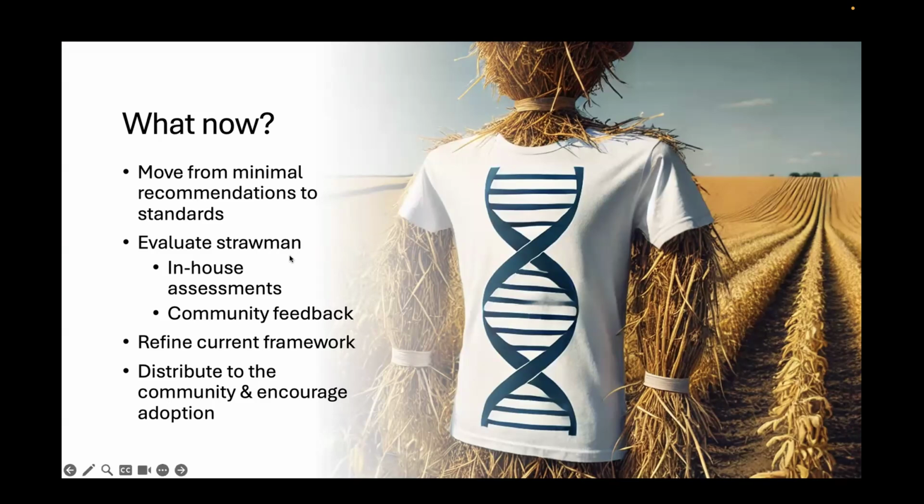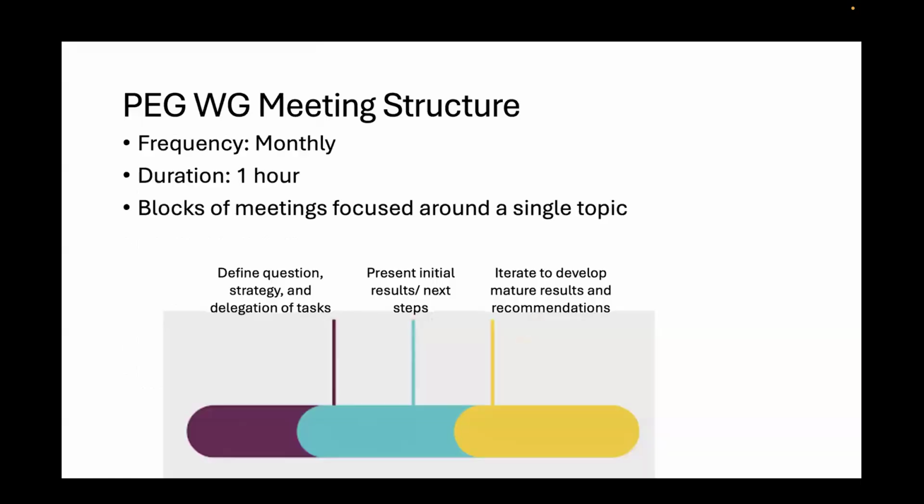We're going to have to work as a working group to evaluate this straw man through in-house assessments, getting feedback from the community, and then work iteratively to refine this existing framework to make it something that's useful for the community. And finally, we're going to have to work together to distribute this to the community and encourage its adoption. So this is what we're thinking for the future of this working group.